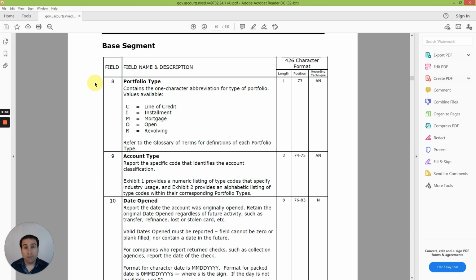From an adverse or negative account perspective, the way that this industry standard Metro 2 is designed is that all collection accounts report as an open portfolio, regardless of what the actual portfolio of the original account was. Here's what we mean. Let's suppose you have a charged off credit card being reported by, say, Capital One. That would be a revolving portfolio type. Capital One closes that account, sells it to a debt collector. When the debt collector reports that account, they should actually report it as an open portfolio.